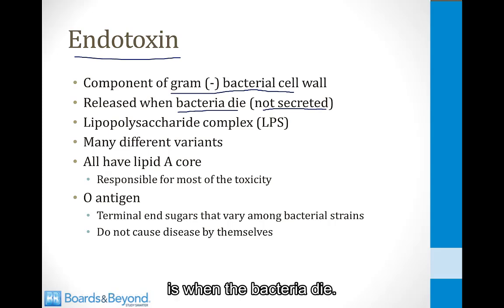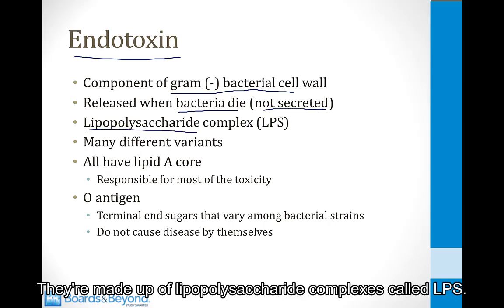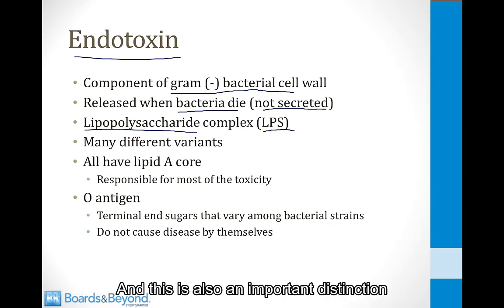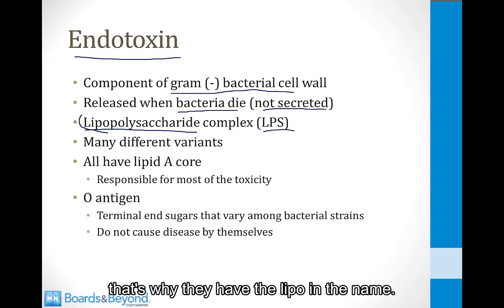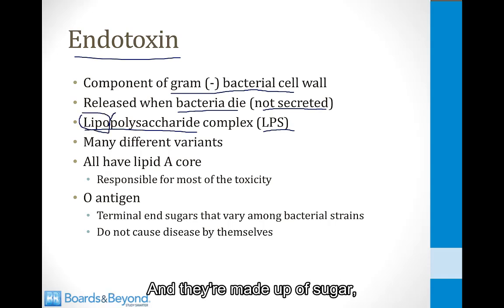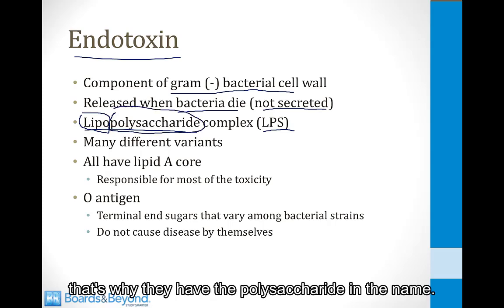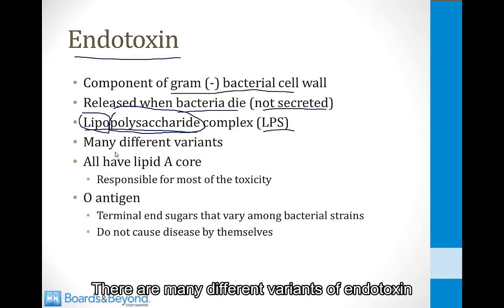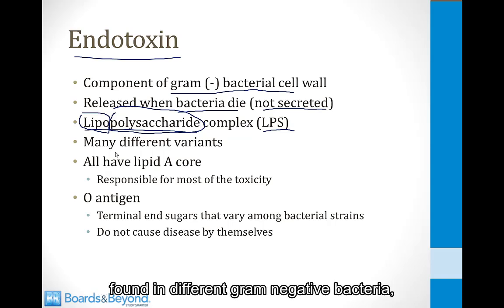They're made up of lipopolysaccharide complexes called LPS, and this is also an important distinction between endotoxin and exotoxins. Exotoxins are proteins. Endotoxins are made up of fat, that's why they have the lipo in the name, and they're made up of sugar, that's why they have the polysaccharide in the name. There are many different variants of endotoxin found in different gram-negative bacteria, but they all share some common features.